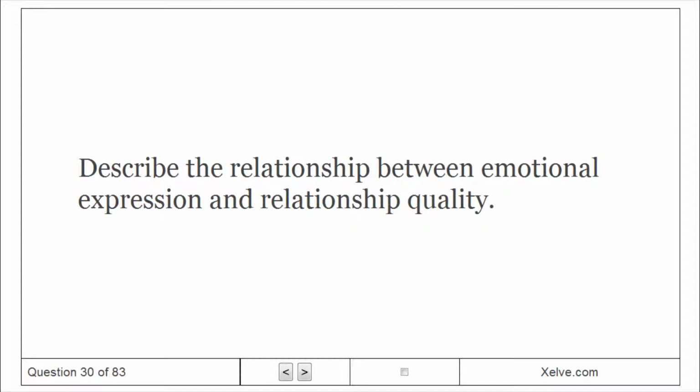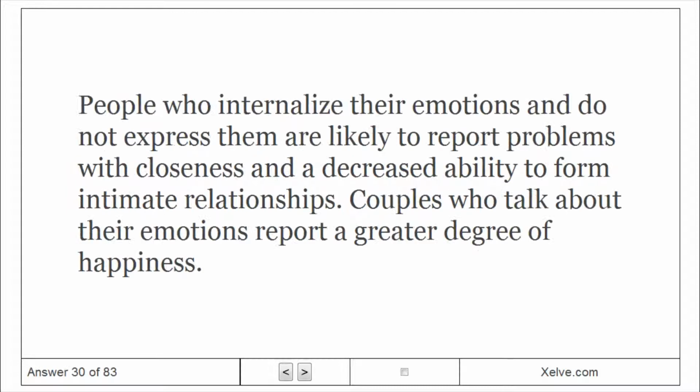Describe the relationship between emotional expression and relationship quality. People who internalize their emotions and do not express them are likely to report problems with closeness and a decreased ability to form intimate relationships. Couples who talk about their emotions report a greater degree of happiness.